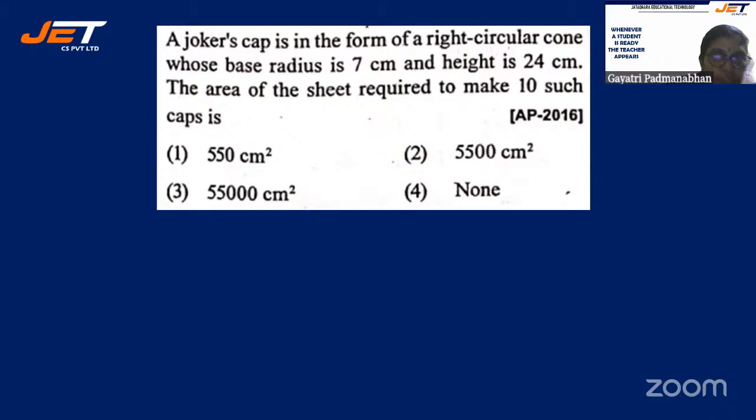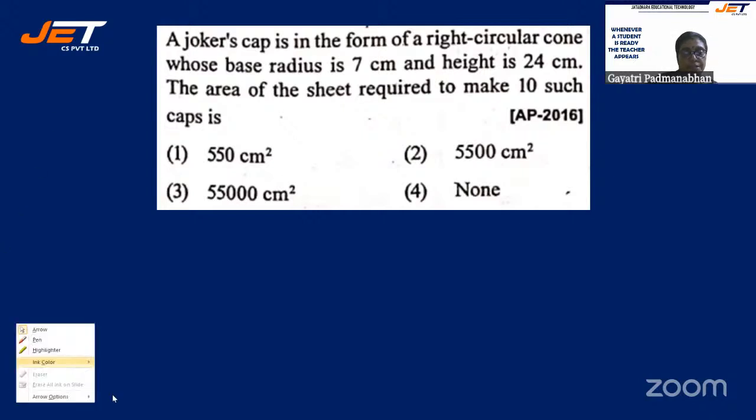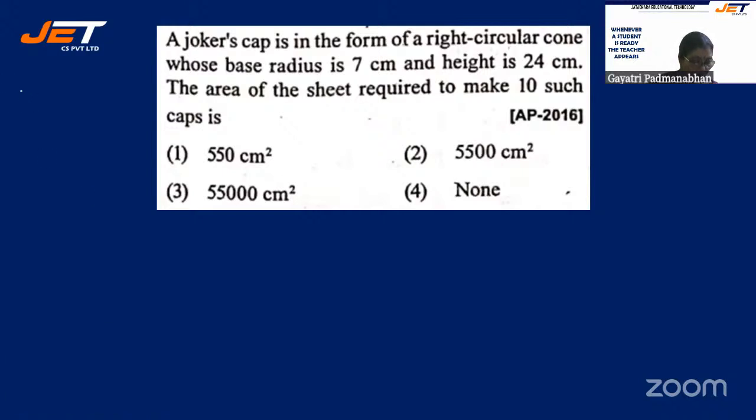Okay, see the next question. Probably our last question of the day. A joker's cap is in the form of a right circular cone whose base radius is 7 centimeter and the height is 24 centimeter. The area of the sheet required to make 10 such caps is. Right? So now what all information they have given, let's just jot it down. You have radius r is 7 centimeter. What is the height? 24 centimeter.